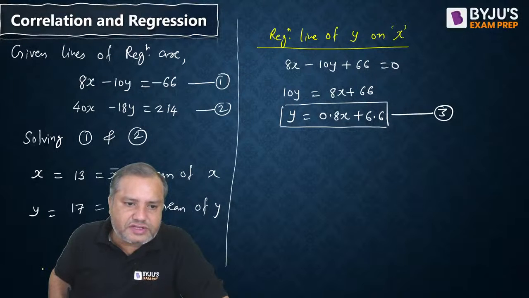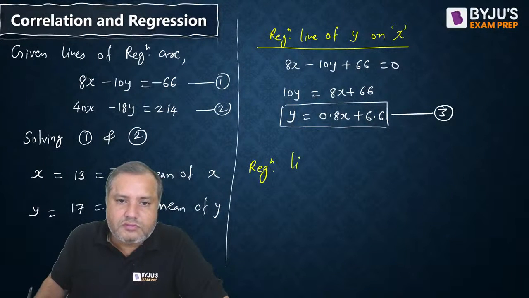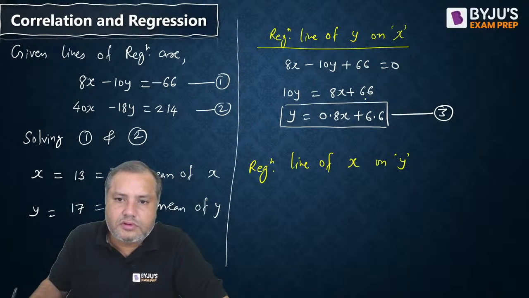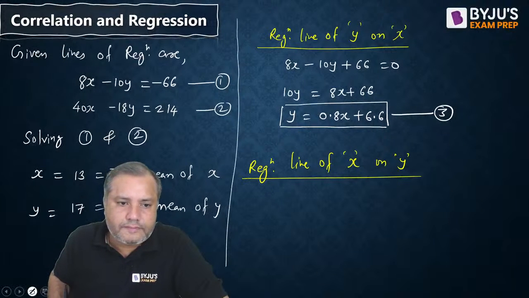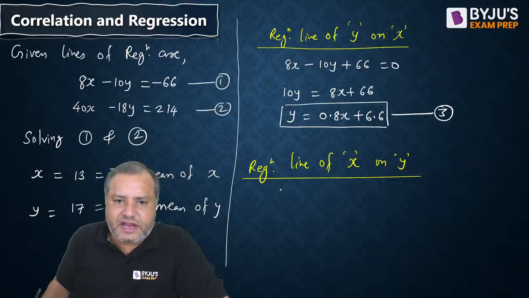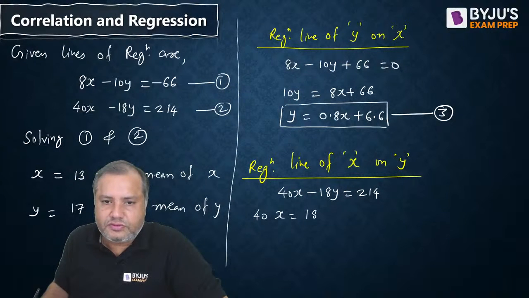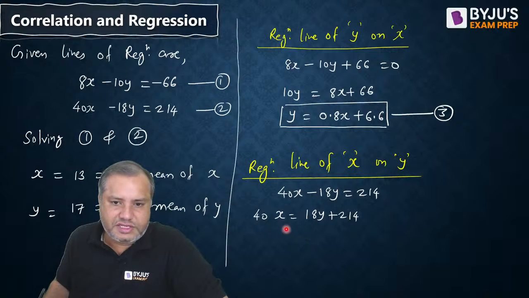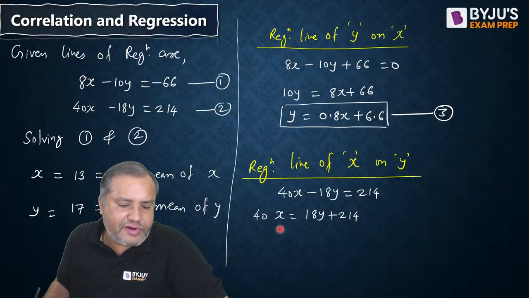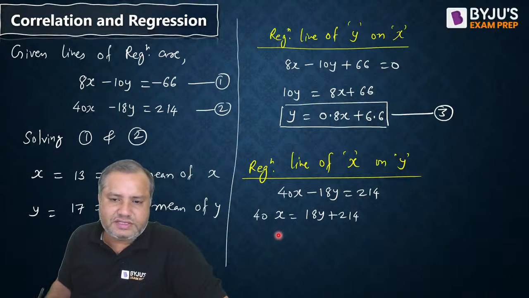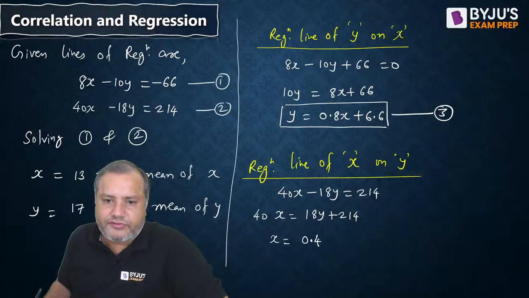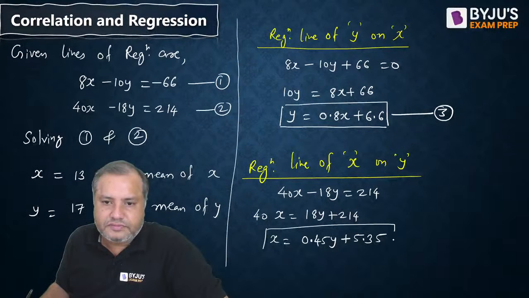Now the second one is the regression line of x on y: 40x minus 18y equal to 214. From the x on y line, find out the value of x. So 40x equals 18y plus 214, so x will be 0.45y plus 5.35. Check it once.